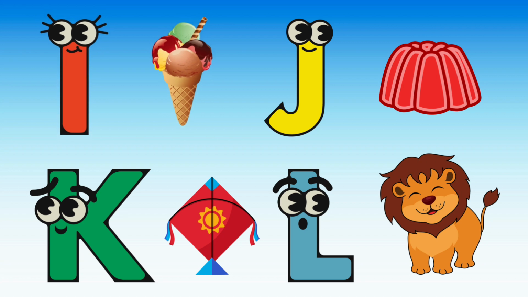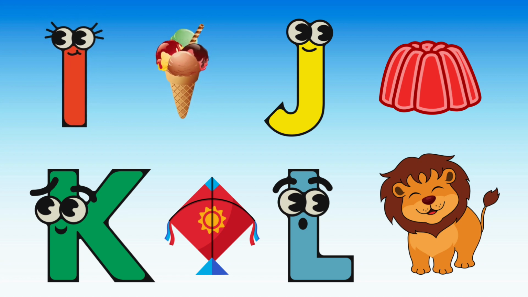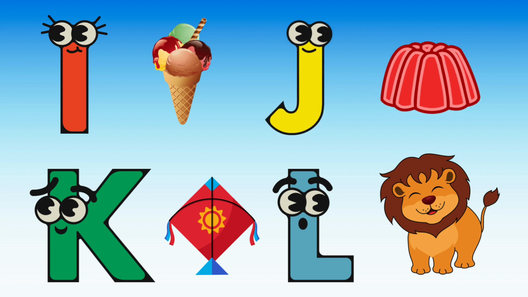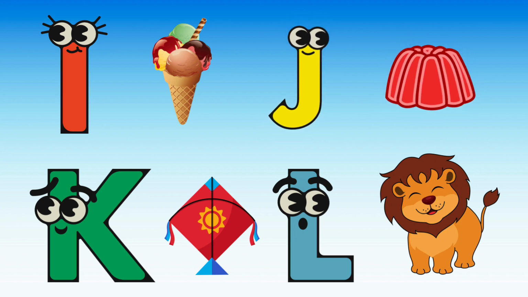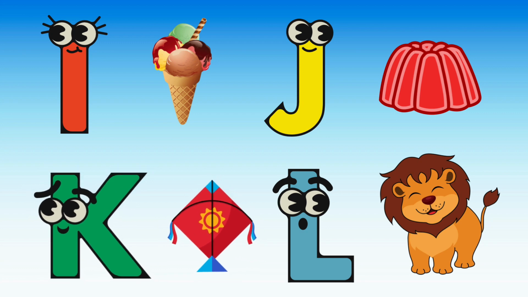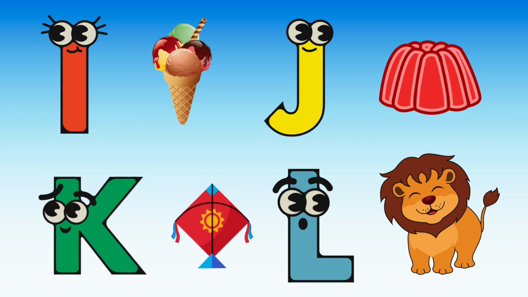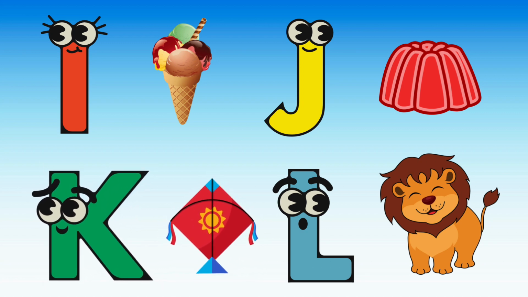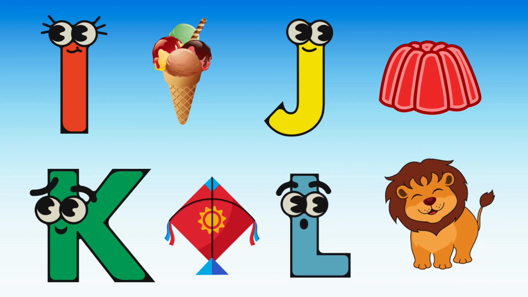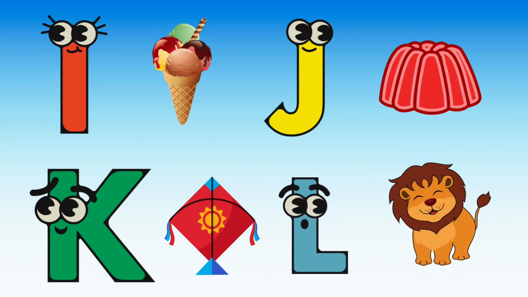I is for ice cream. Ice cream is cold. J is for jelly. Jelly is sweet. K is for kite. Kite flies in the sky. L is for lion. Lion is the king of the jungle.